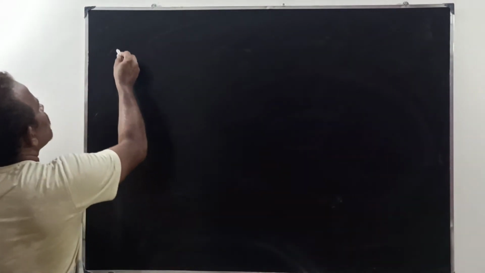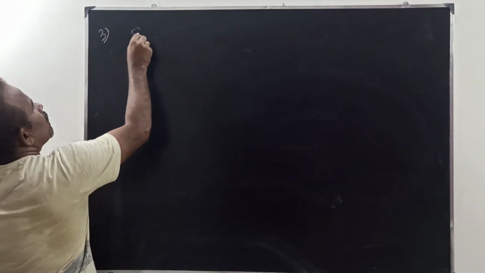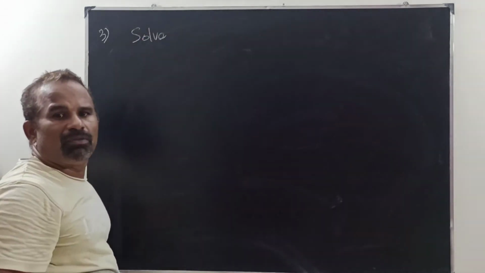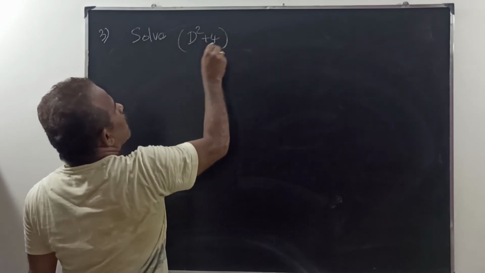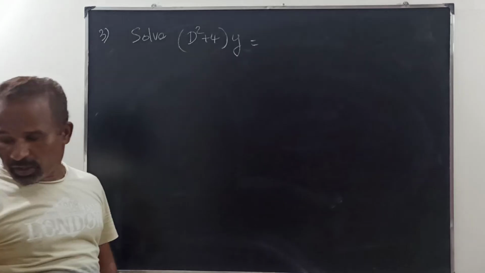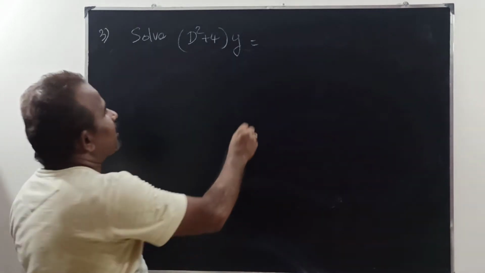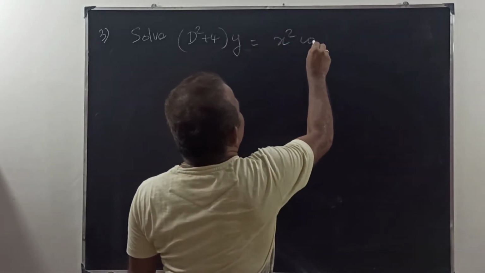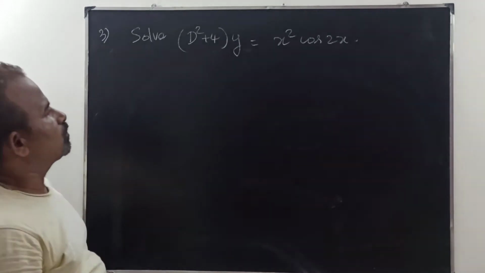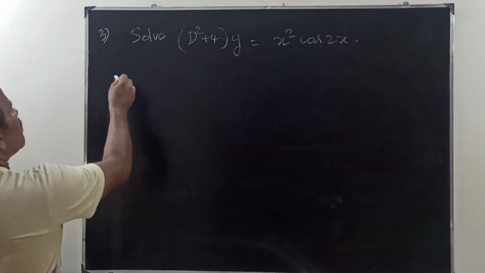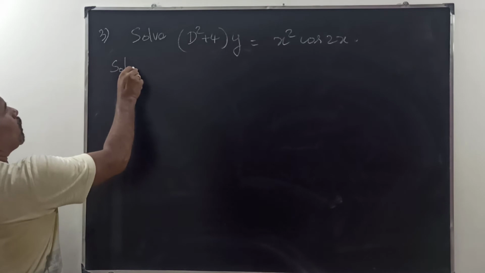One more important problem. The problem is: solve (D squared plus 4) y is equal to x squared cos 2x. Solution.